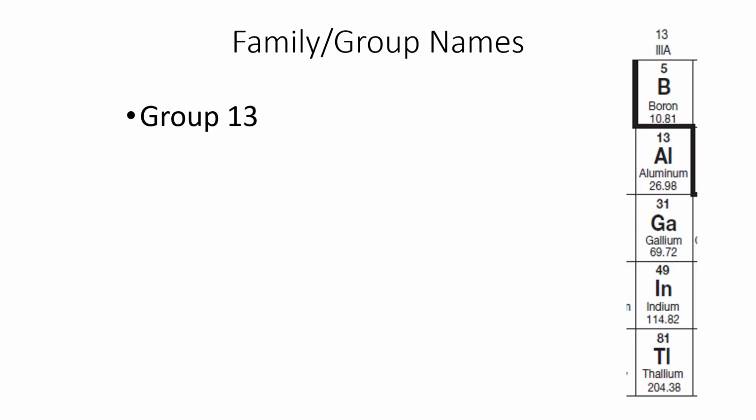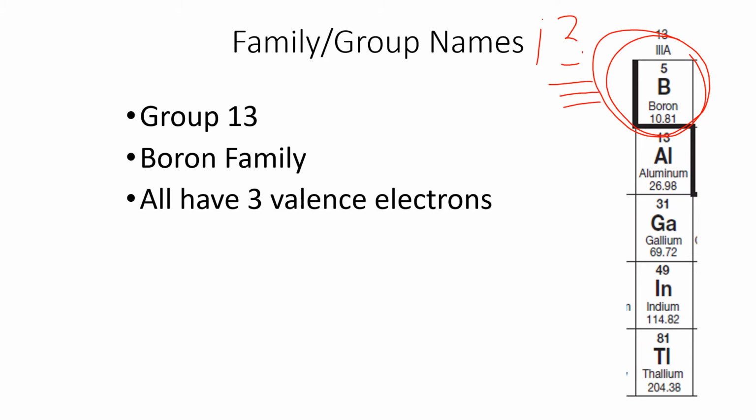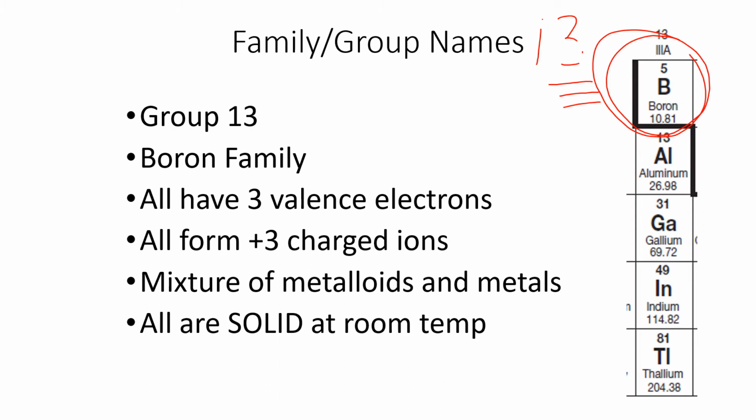So group 13, the next several groups get their name from the lead element in the group. If I look at group 13, it is headed up by boron. So that family's name is the boron family. And since it is group 13, I know that it has 3 valence electrons. Since it has 3 valence electrons, it's going to tend to give them away to become stable. And it's positive to give, therefore it tends to form a positive 3 charge. The boron family is the first time where we see a metalloid in one of our groups. With the exception of boron, all of the others are metal, and they all are solid at room temperature.